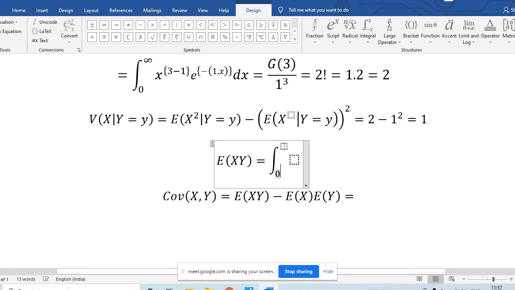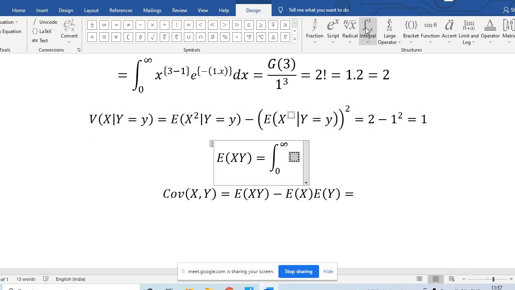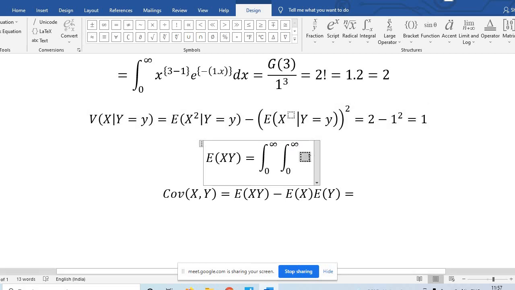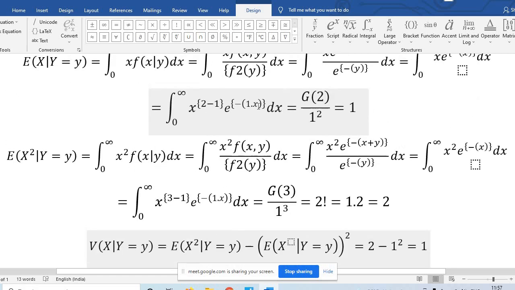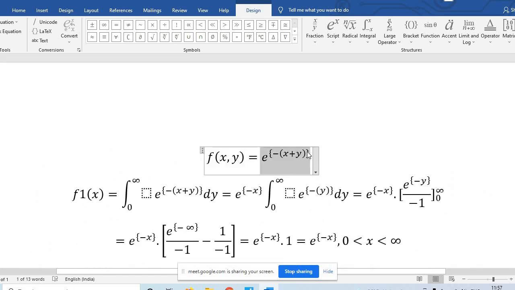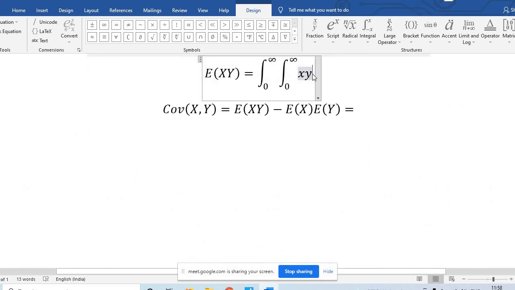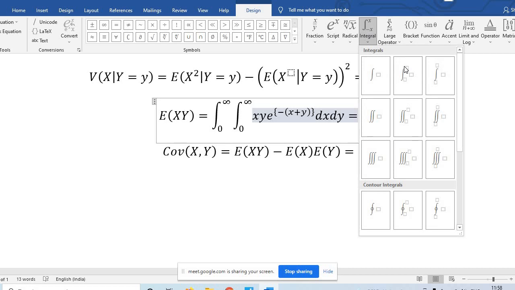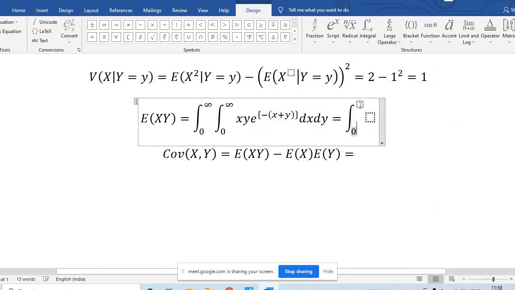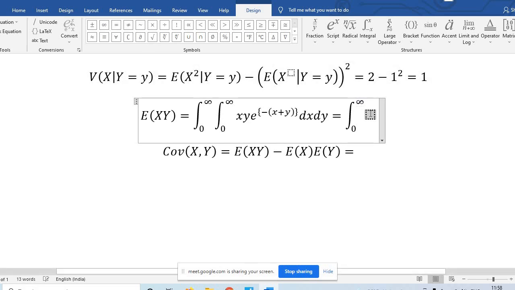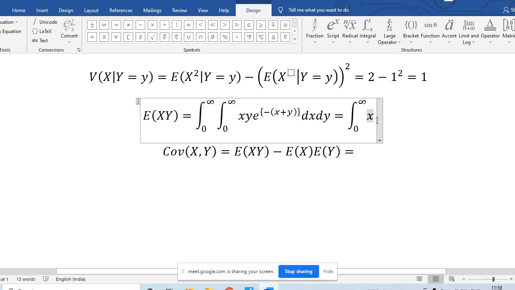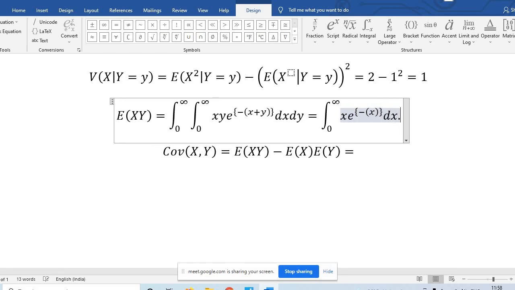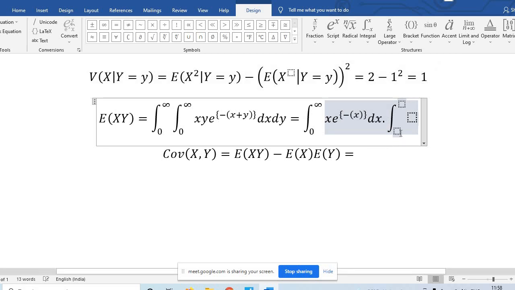Integral 0 to infinity, again integral 0 to infinity, xy into e raised to minus (x plus y) dx dy. So that can be separated into two terms, integral 0 to infinity of x e raised to minus x dx into the integral over y.